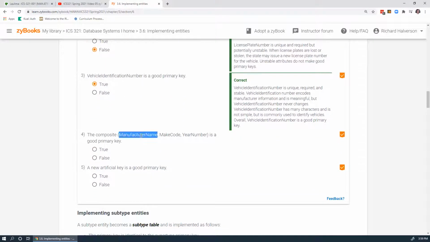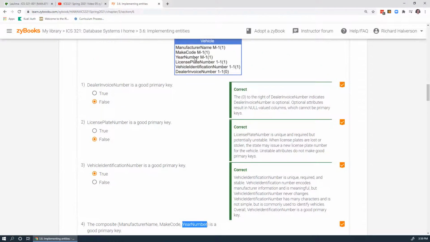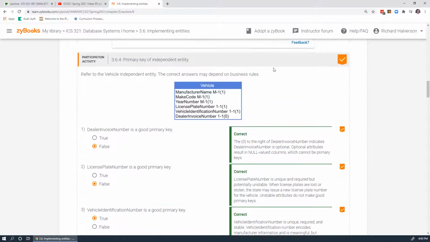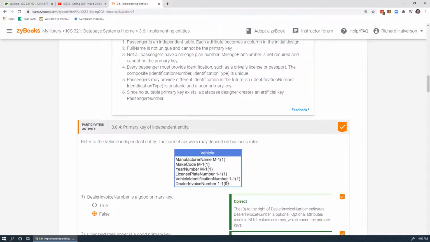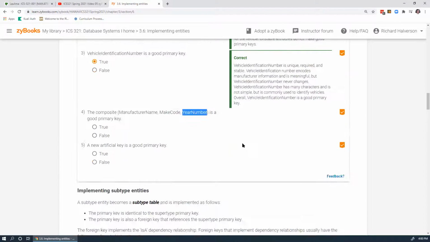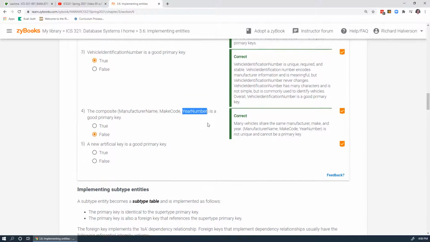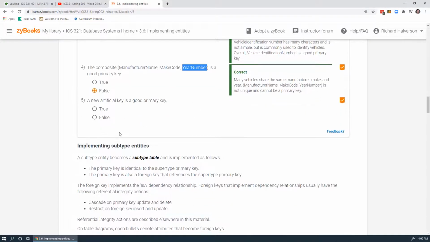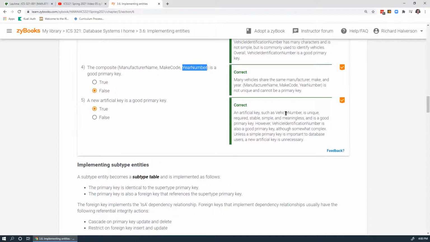A composite of the manufacturer's name, the make code, and the year number. I don't think so. I'm curious what the answer is. I think the answer may be false, but is it? Well, many vehicles share the same, yeah, okay, all three of them. There's no serial number. If there were a serial number, some sort of thing like that, add that in there too. And new artificial key is a good primary key. Yes, it's always good.